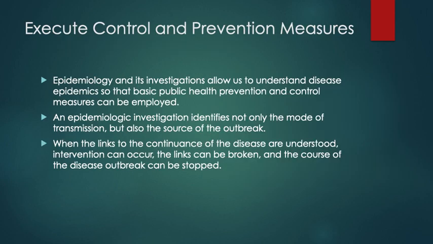The next step is to execute control and preventative measures. So the first thing that we want to do is put into place control measures. So maybe we want to set up a quarantine. We also want to make sure that we have preventative measures in place that can help us make sure the disease is no longer spreading. Because remember, when we think about the chains of disease, the links in those chains, if we break one of the links, we can stop the spread of the disease.